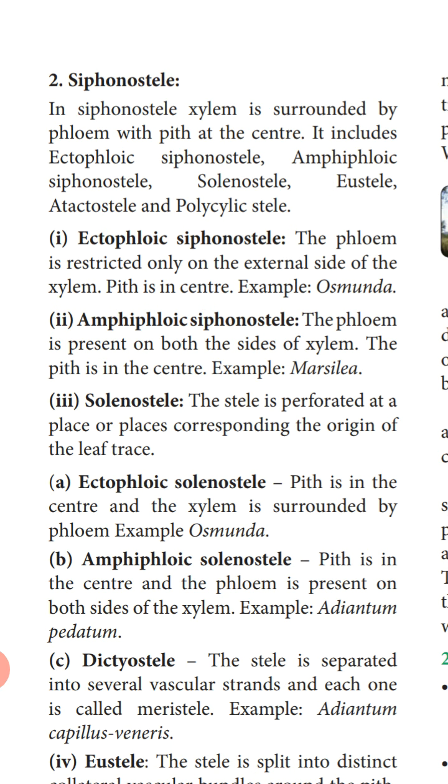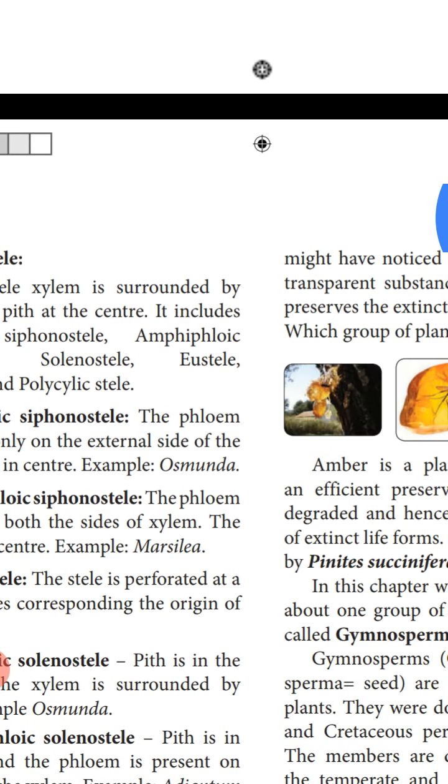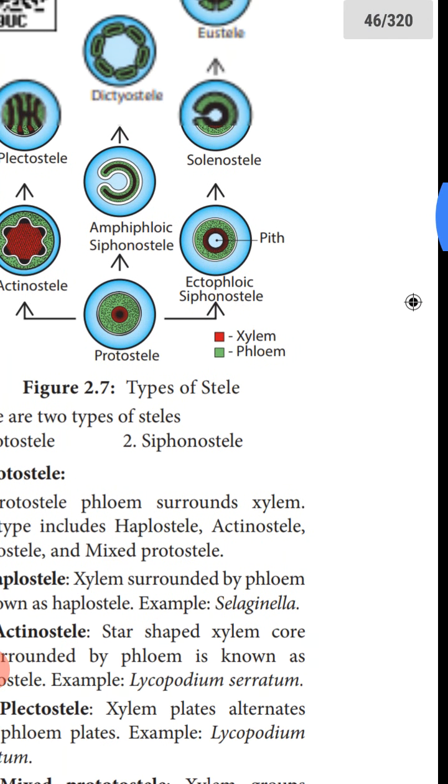Ectophloic Siphonostele. The phloem is restricted only in the external side of the xylem. Pith is in the center. So here pith is there in the center. Okay. Pith is surrounded by the xylem and the xylem is surrounded by the phloem. This type of arrangement is called as Ectophloic Siphonostele. You can see in the diagram here. So here in the center pith is present. Surrounding the pith, xylem. Surrounding the xylem, phloem is present there. This type of arrangement is called as Ectophloic Siphonostele.